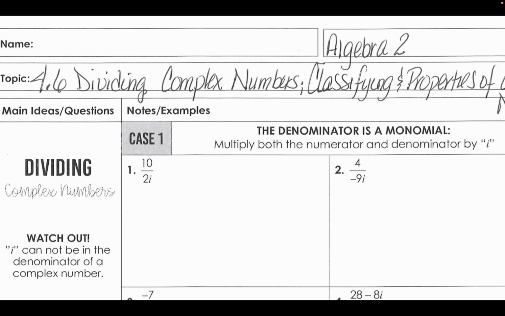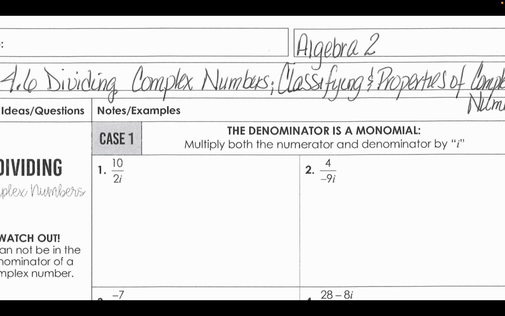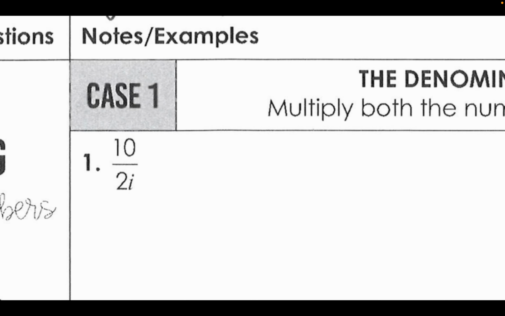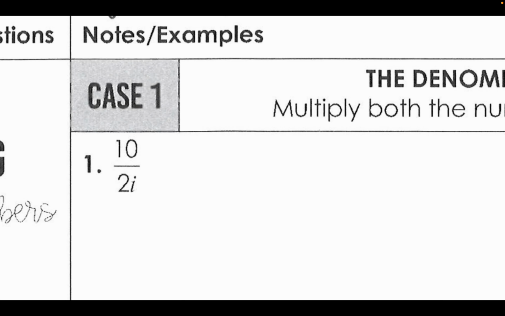And how we do that is we multiply both the numerator and denominator by i a lot of times. So if the denominator is what we call a monomial, just one term, there's no addition or subtraction, then we're going to multiply both the top and bottom by i. Anything divided by itself is secretly 1. So even i divided by i is 1, and so we're really only multiplying by 1.